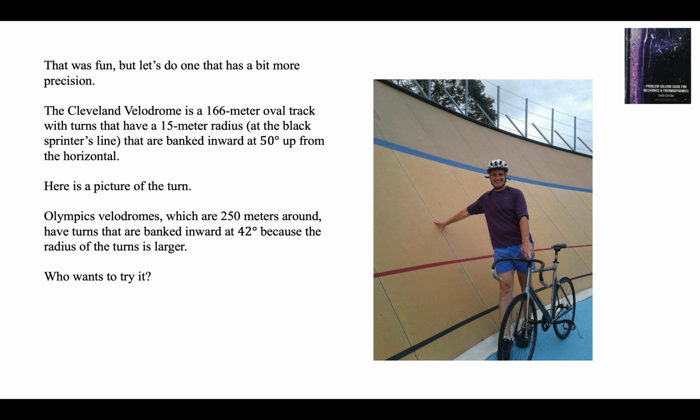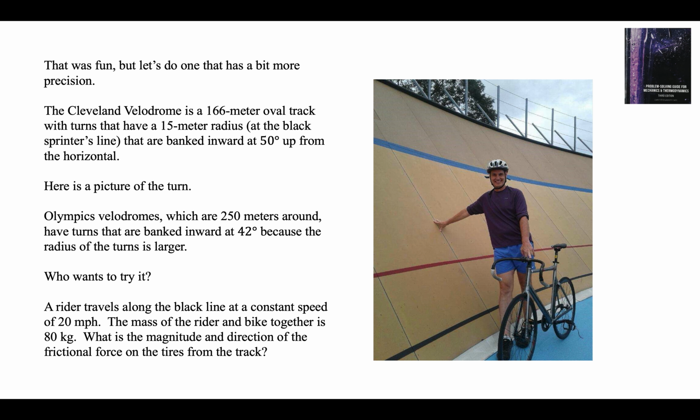Who wants to try that? Looks like fun. So, a rider travels along the black line at the bottom, that's the sprinter's lane, at a speed of 20 miles per hour. Constant speed of 20 miles per hour. What's the magnitude and direction of the frictional force on the tires from the track?